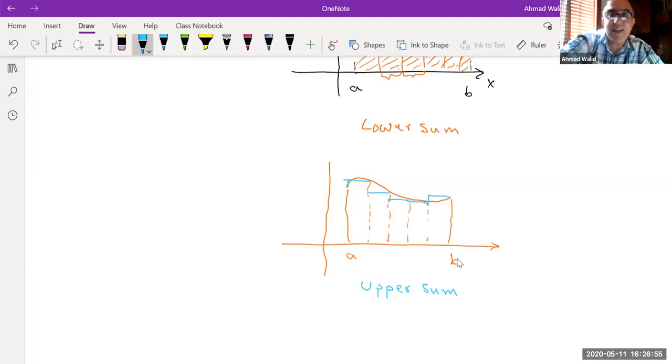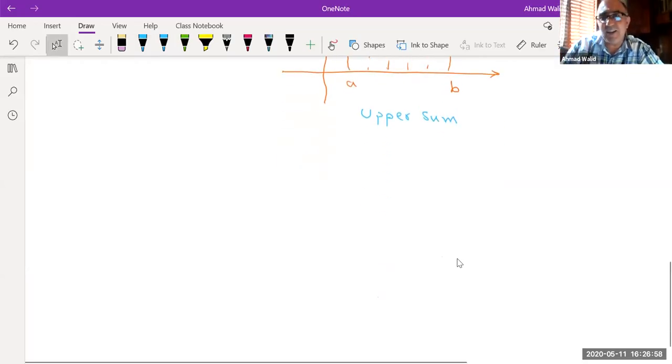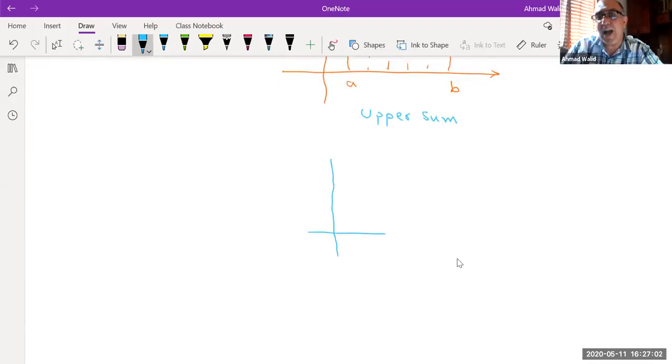The other way, they also created another way. They said, okay, instead of finding the upper sum and lower sum of the curve, I can use the sample point or midpoint method.